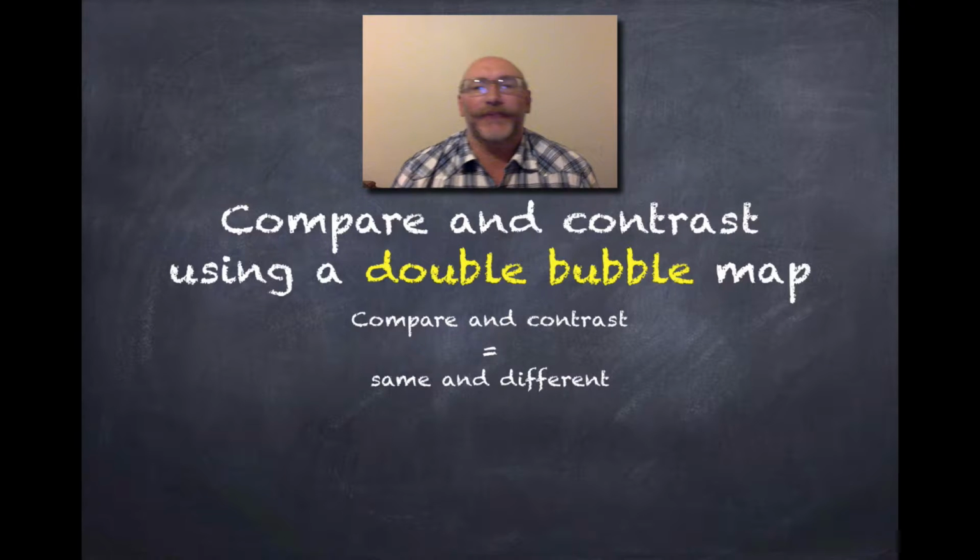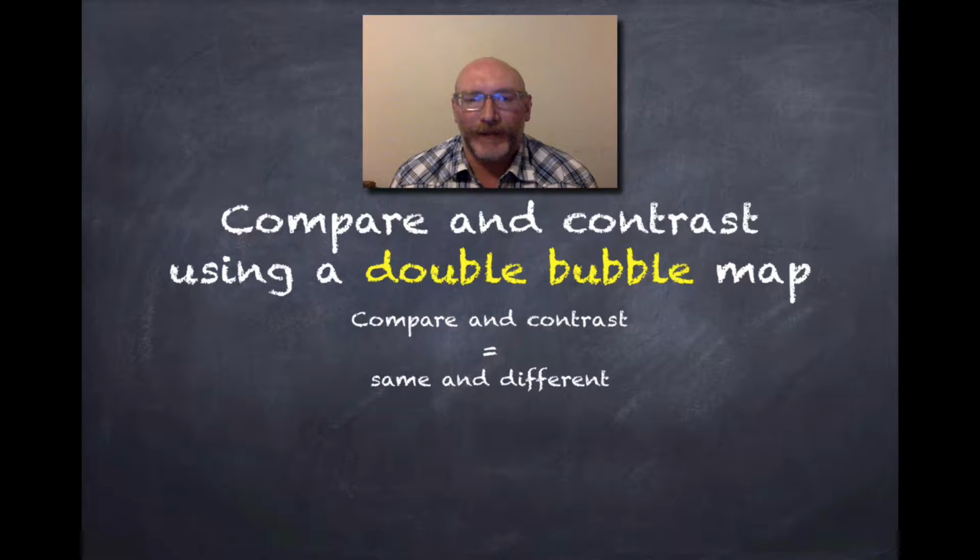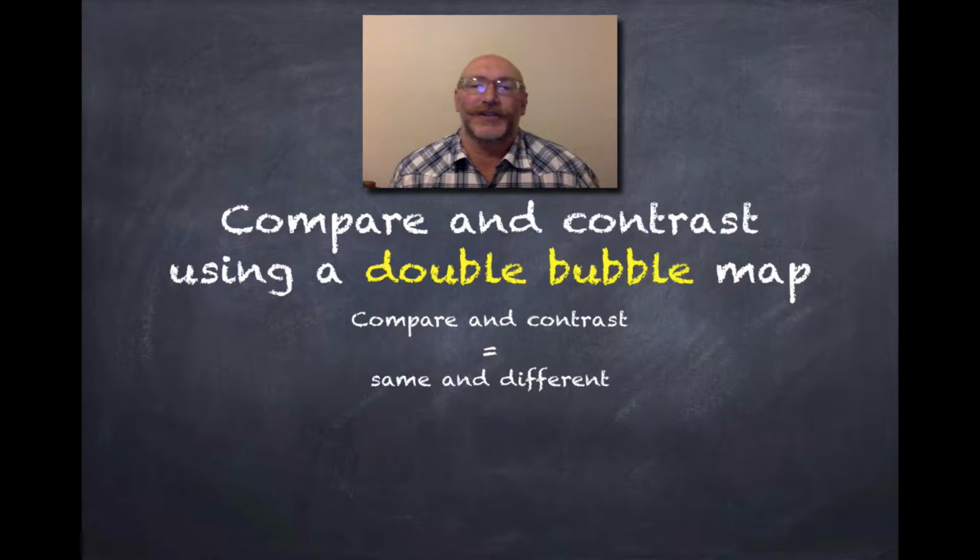Hey kids, today we're going to learn a new thinking map. We're going to learn how to do a double bubble map. We use a double bubble to compare and contrast. And another way to say compare and contrast is find things that are the same and different.